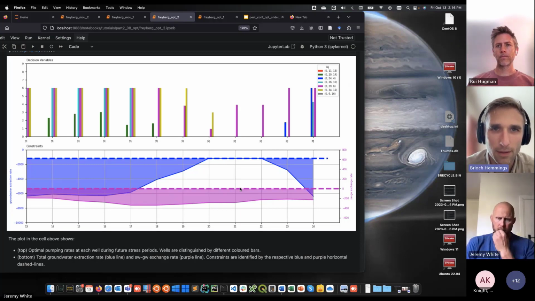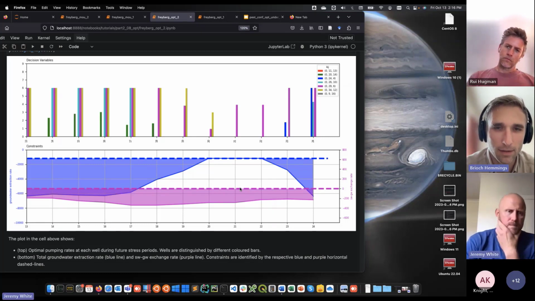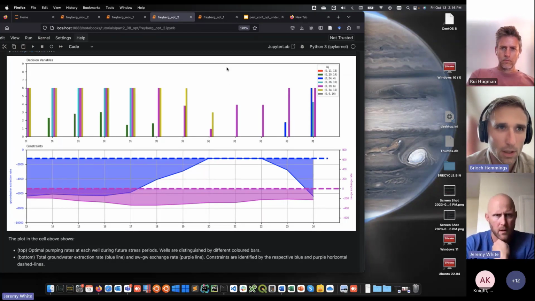And another one from Tariq. The formulation of the objective function in the first example is relatively simple. Does PyEMU facilitate formulating more complex objective functions, and will a more complex objective function affect the SLP performance?